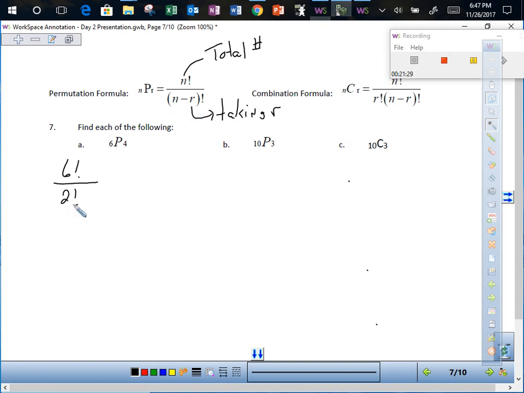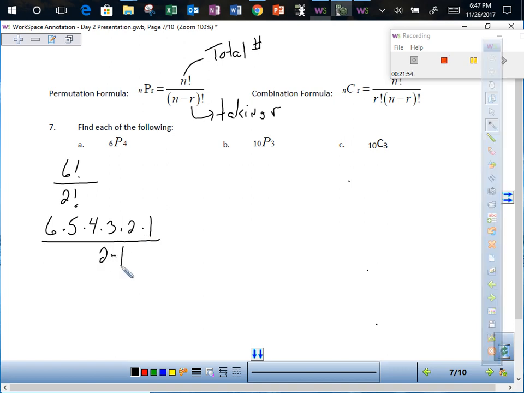Now, you have not seen the factorial key yet. Here's what factorial means. If you ever see 6 factorial, it means 6 times 5 times 4 times 3 times 2 times 1. It means start with that number and keep going down through all the integers to 1.